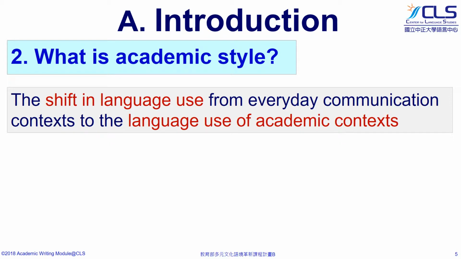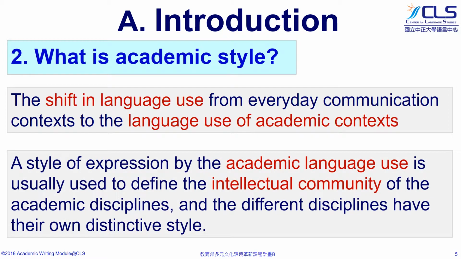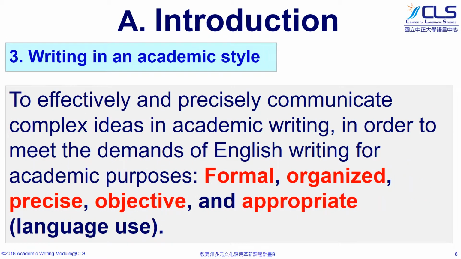So, what is academic style? It's the shift in language use from an everyday communication context to the language use of an academic context. And the style of expression in academic language use is usually used to define the intellectual community of the academic disciplines. And the different disciplines have their own distinctive style.